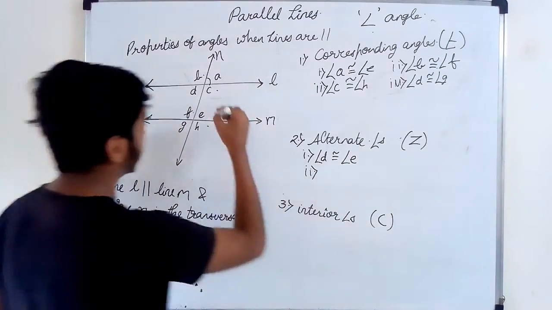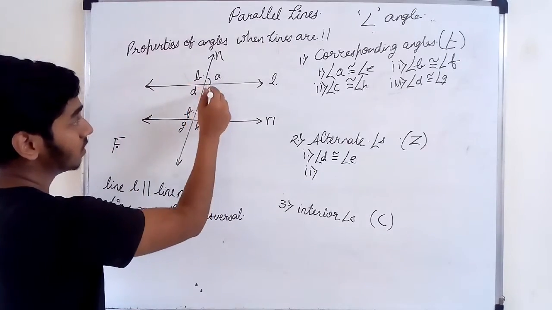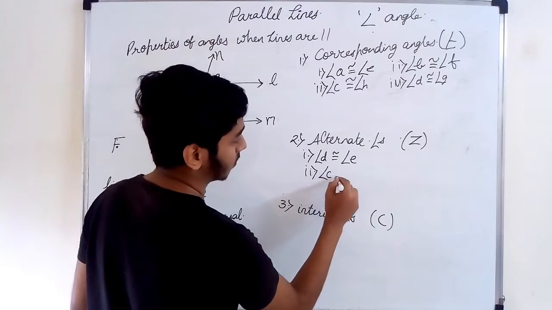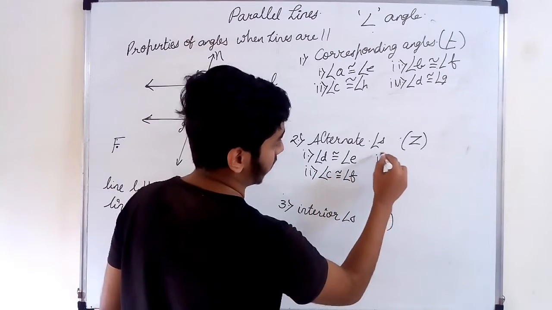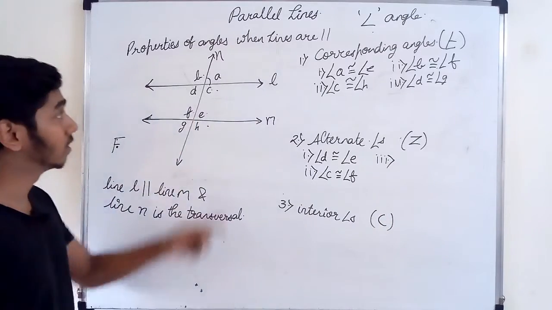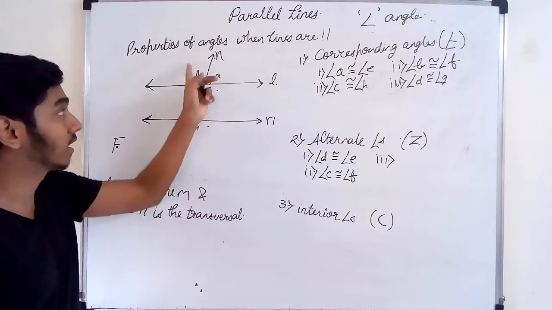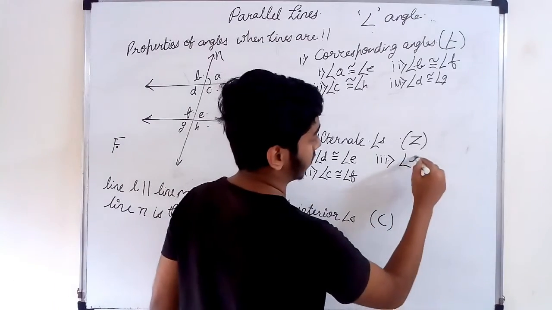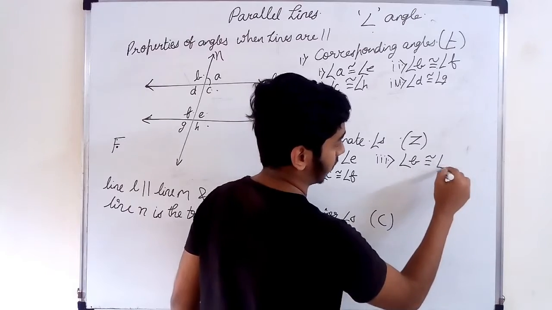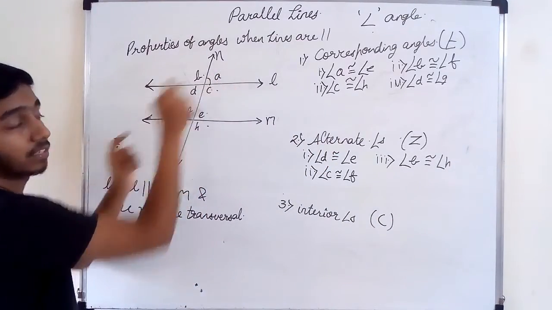Okay, so let's see, D and E is congruent, then C and F, third B and H, that is exterior alternate angle, correct? So B and H, then the fourth, which is A and G.